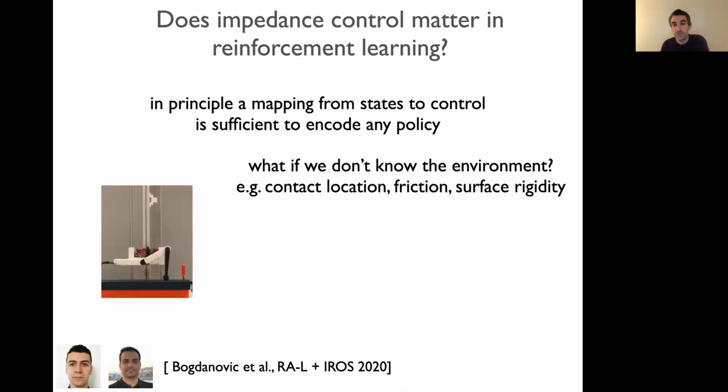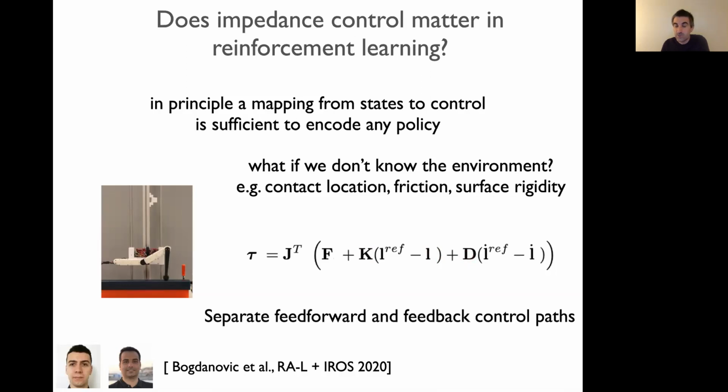But the thing that we asked is, what if we don't know the environment, right? If you have a change in the contact location, in the friction, in the rigidity of the surface, does it change anything? So assume you have a controller where you have a desired force, you have a reference trajectory, and this is the feedback, the stiffness and the damping matrices, right? What we claim and need to study is that if we separate the feed forward, which is the desired thing you would like to do, from the feedback path, which is basically the gain matrices that you have, does it help in learning, and does it help in creating more robust policies?